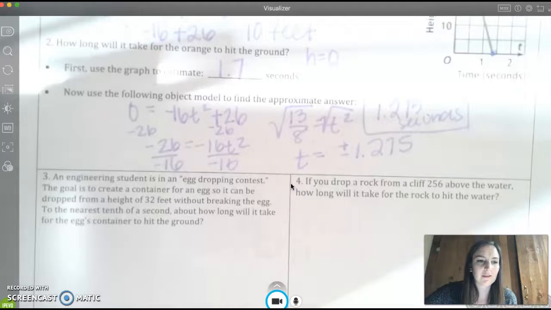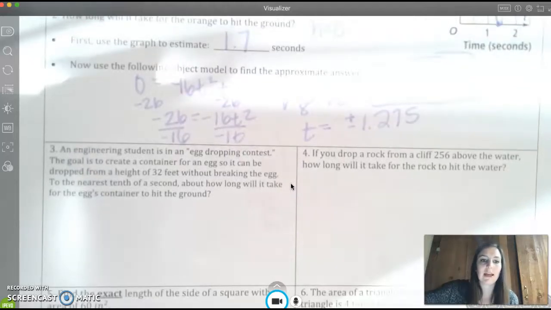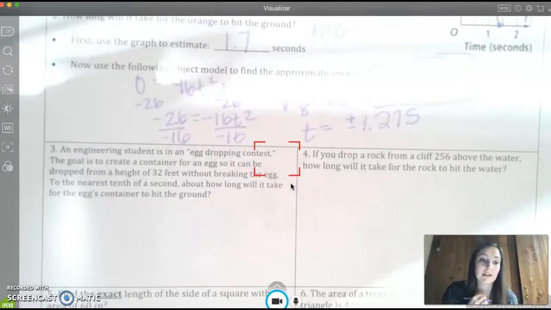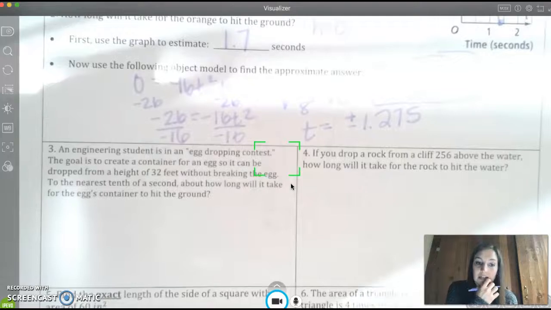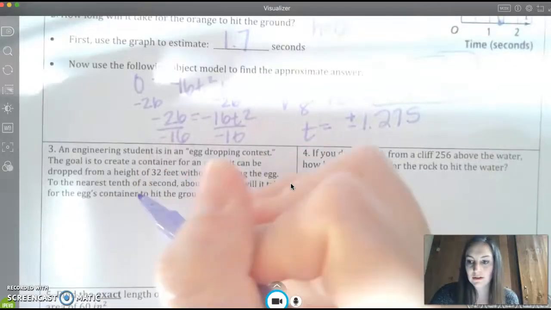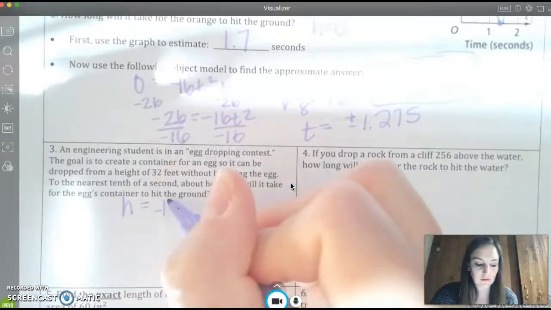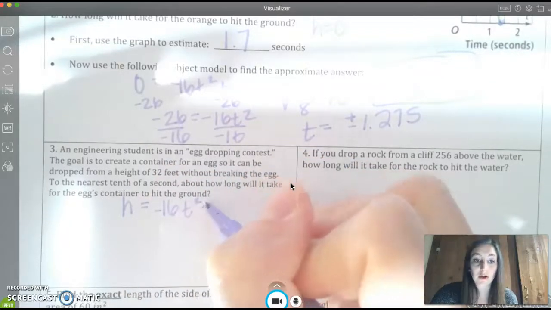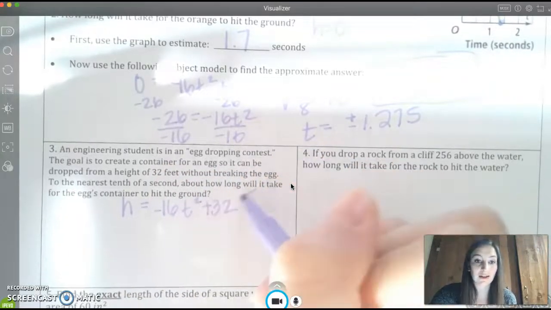So the next one says an engineering student is in an egg drop contest. The goal is to create a container for an egg so that it can be dropped from a height of 32 feet without breaking. To the nearest tenth, how long will the egg's container take to hit the ground? Okay, so we know what the starting height is, and as we know from our equation, s is the starting height. So all I need to say is that h equals negative 16t squared plus 32. So all we're doing is substituting in our starting height.